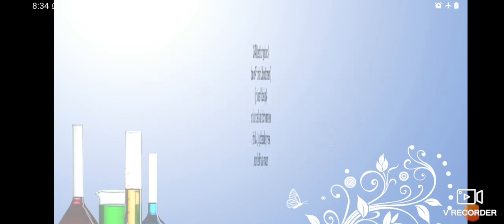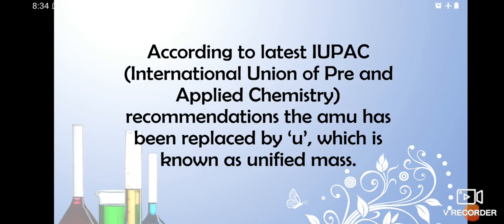Okay. See, according to the latest IUPAC, the International Union of Pure and Applied Chemistry, recommends that AMU has been replaced by U, which is known nowadays as unified mass. Okay, students, so according to IUPAC, we are using U today instead of AMU. U means unified mass. Okay, students.